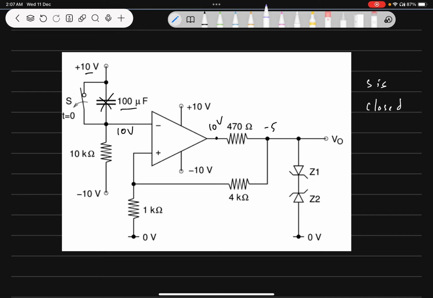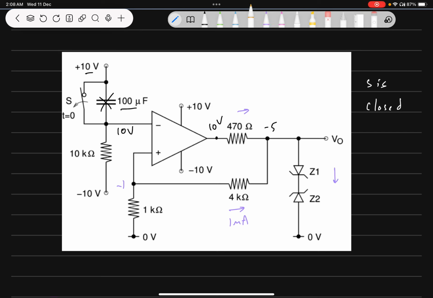Now, since this is minus 5, this will be minus 1. The current that is flowing over here will be in this direction and it will be equal to 1 milliampere. And the current that is flowing in this resistor will be in this direction. So the net current will flow in this direction. This is minus 5.